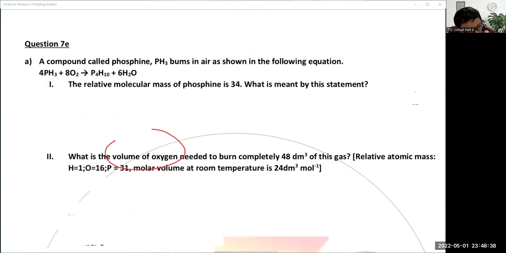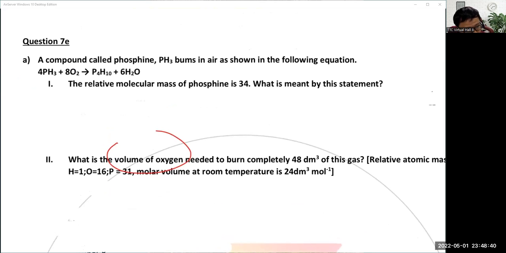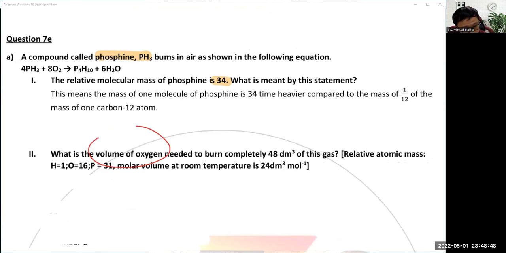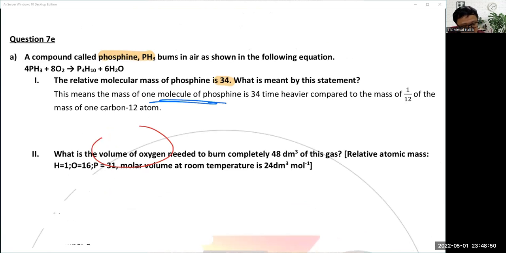Then you go through this one. Relative mass of this thing is 34. So what is the meaning of this thing? The mass of one molecule of this chemical is 34 times heavier than 1/12 of carbon. So this is one of the potential questions I might ask you.